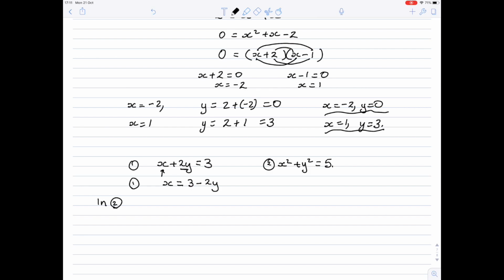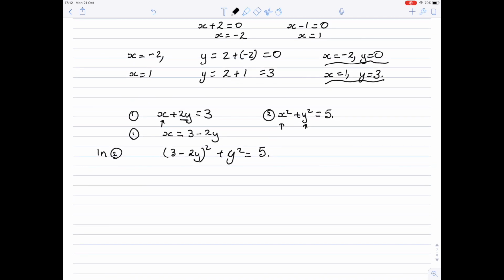So if you look at equation 2, the first bit is x squared, but x I know is 3 minus 2y. So it's (3 minus 2y) squared plus the y squared, which is already there, is equal to 5. So the difficult stage this time is that I now have to square out a bracket. And I'm just going to do this on one side, because (3 minus 2y) all squared means you have got to multiply the whole bracket 3 minus 2y by itself. So it's 3 minus 2y multiplied by 3 minus 2y.